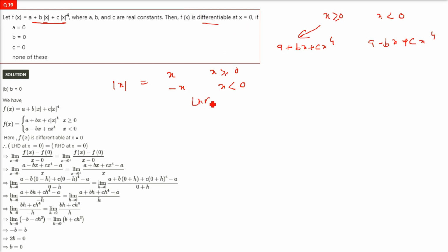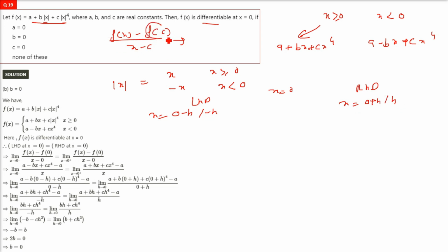So left hand derivative and right hand derivative we are going to find out. So I'll just simplify the function. (f(x) minus f(c)) by (x minus c) is our actual function for the derivability. So f(x) minus f(c), we have to check at x equals 0. So x is 0 minus h on the left, that is negative h. x is 0 plus h on the right, so you can write it as h. So f(c) is what? It is a plus bx plus cx to the power 4. So f(0) will be a plus b into 0 plus c into 0 to the power 4. So you will get a here.